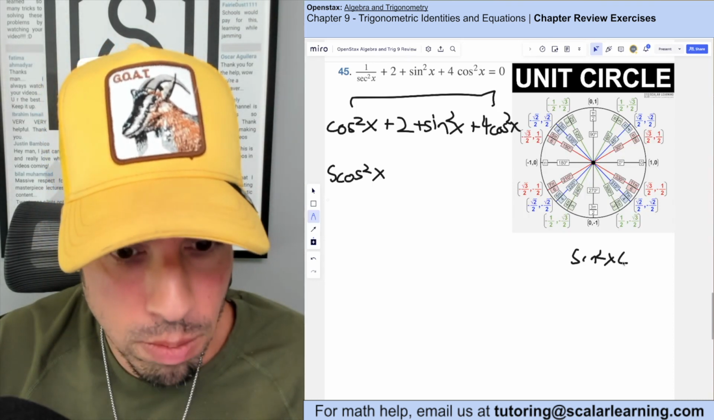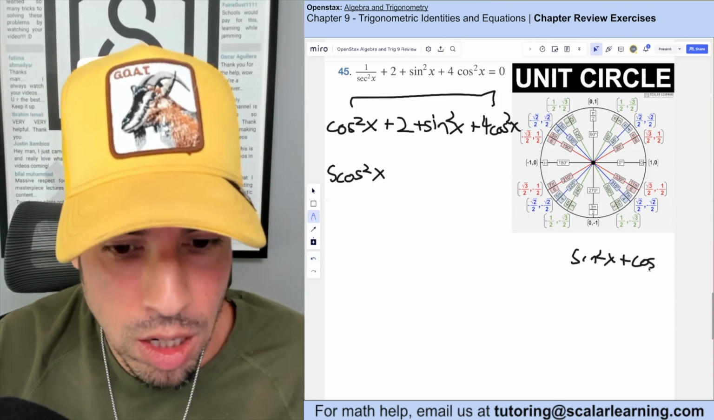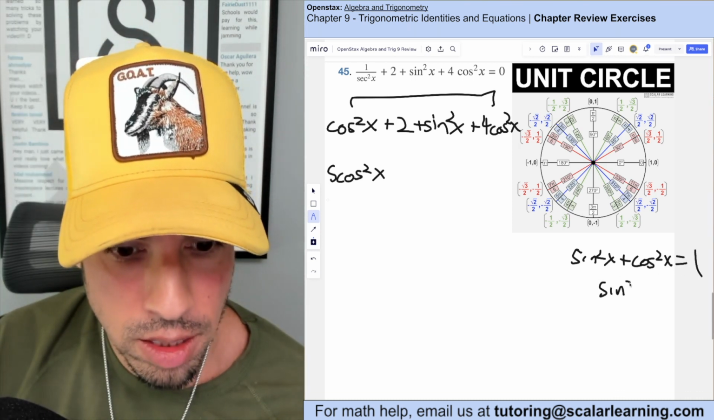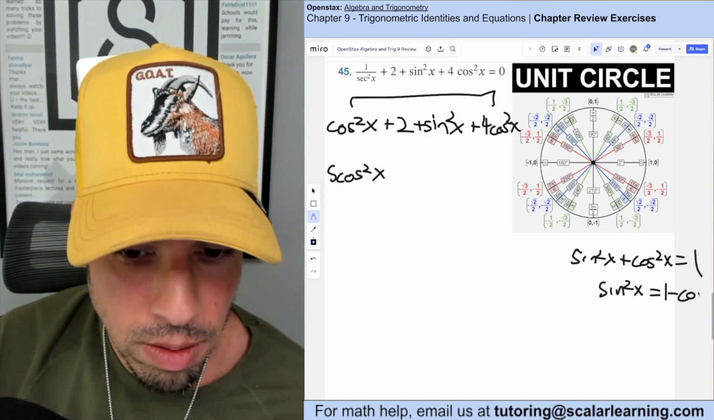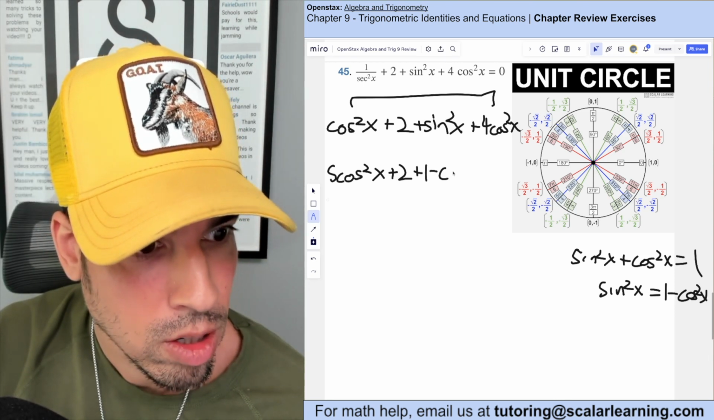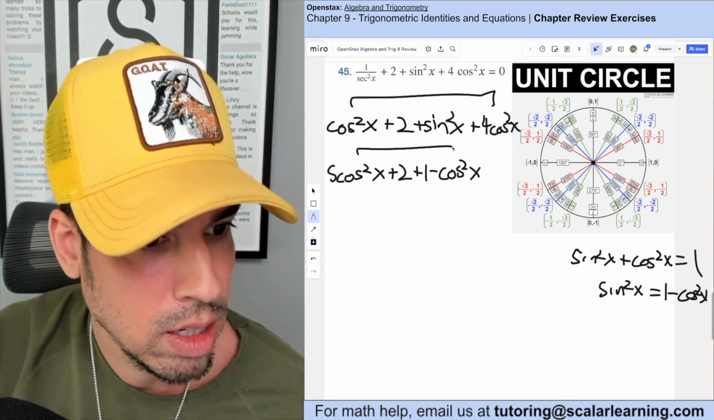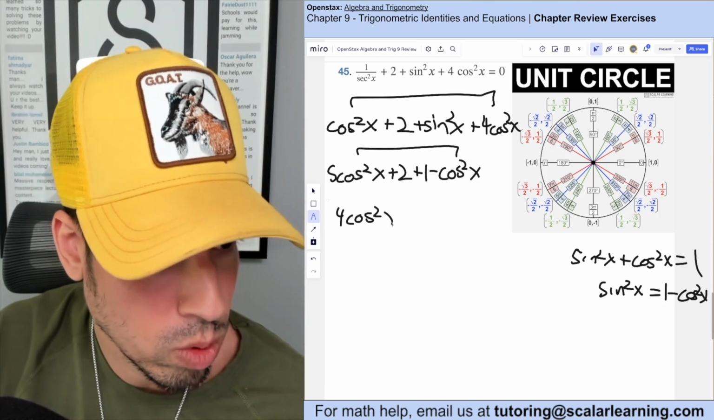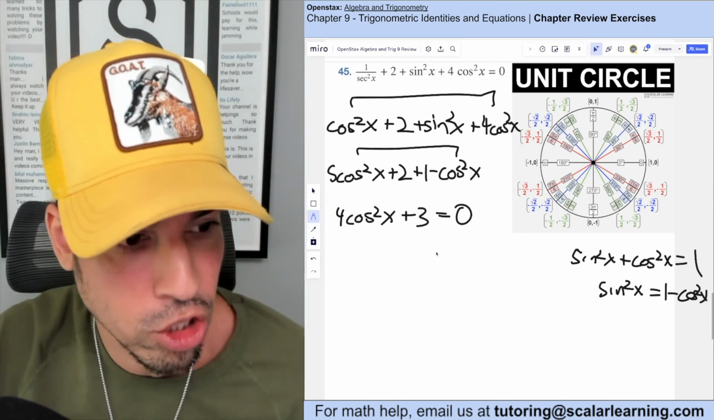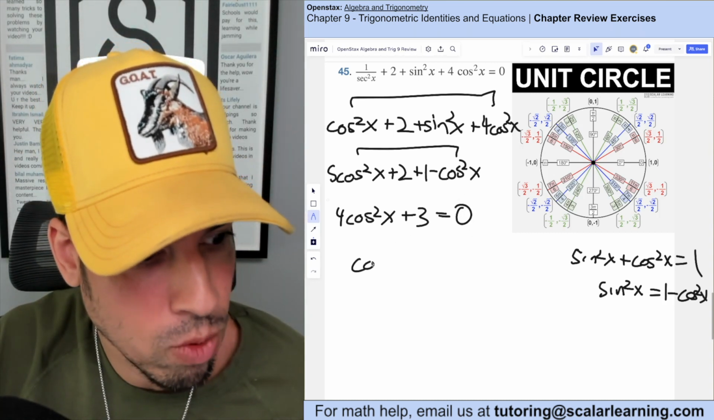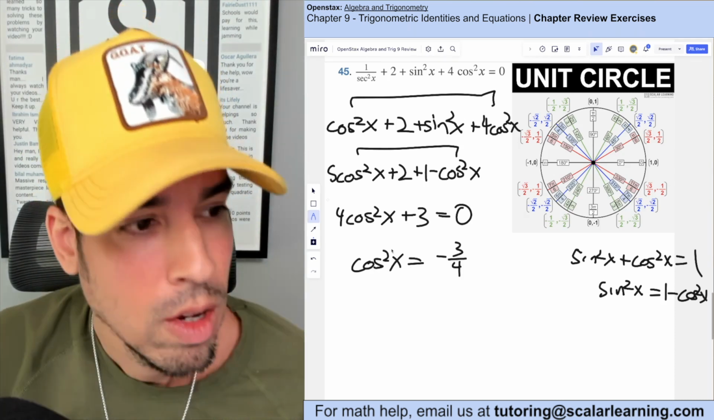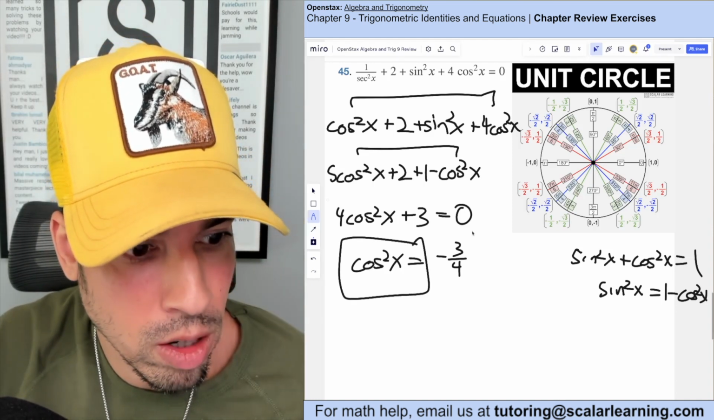Because sine squared plus cosine squared equals 1. So if I subtract cosine squared on both sides, I get sine squared x equals 1 minus cosine squared x, okay? So then I have plus 2 plus 1 minus cosine squared x, and then these can combine, then I get 4 cosine squared x plus 3, and again, this all equals 0. Okay, now this is a much nicer situation. Now I can subtract 3 and divide by 4, so I get cosine squared x equals -3/4. But this is a problem, because we're expecting something squared to be negative.